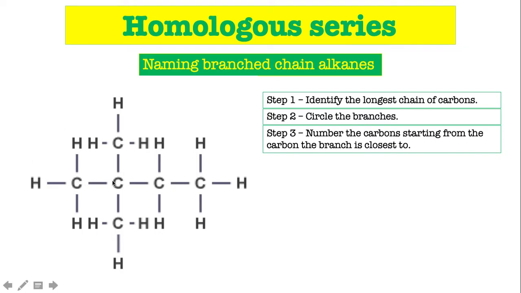You could have 1, 2, 3, 4 in a straight line. You could have gone for 1, 2, 3, 4 that way, or 1, 2, 3, 4 that way. It's up to you. I'll always just go for the easiest one, which is down here. So you've got 1, 2, 3, 4 in a straight line. Next step is circle the branches.